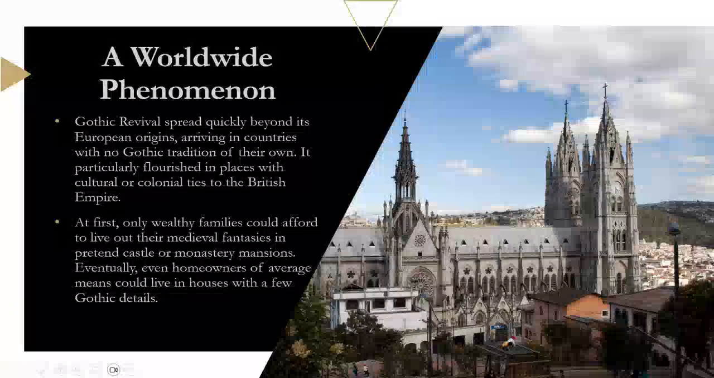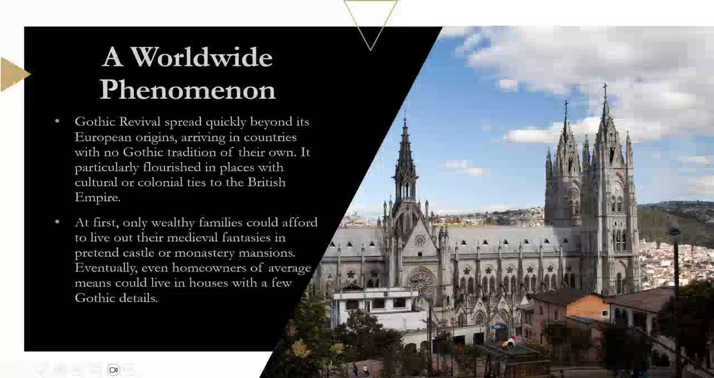So now I wanted to talk about how this revival of the Gothic style became a worldwide phenomenon. Gothic revival spread quickly beyond its European origins, arriving in countries with no Gothic tradition of their own. It particularly flourished in places with cultural or colonial ties to the British Empire. One can find examples on practically every continent today, because Gothic has always been most closely associated with churches. It became the go-to style for both Catholic and Protestant church construction throughout the world.